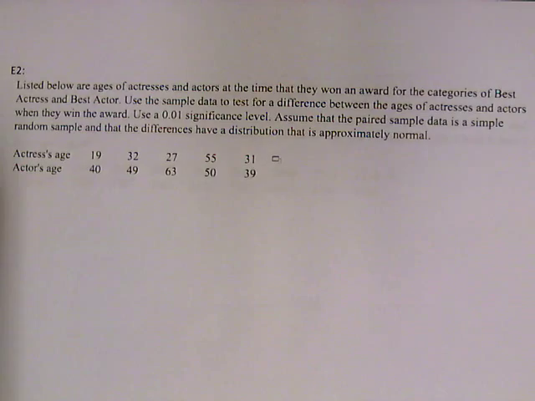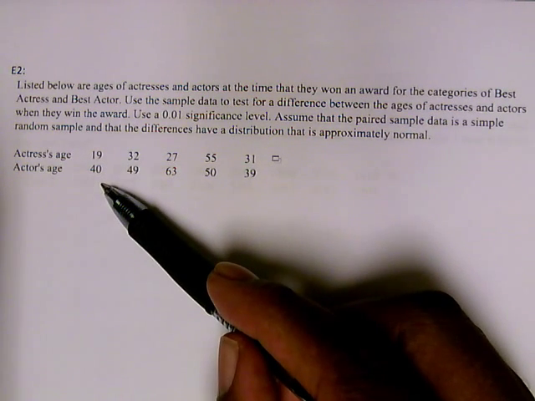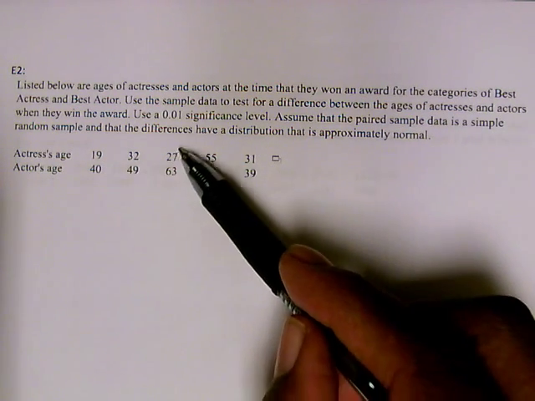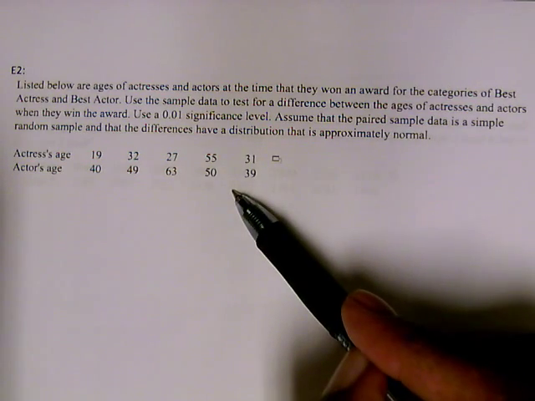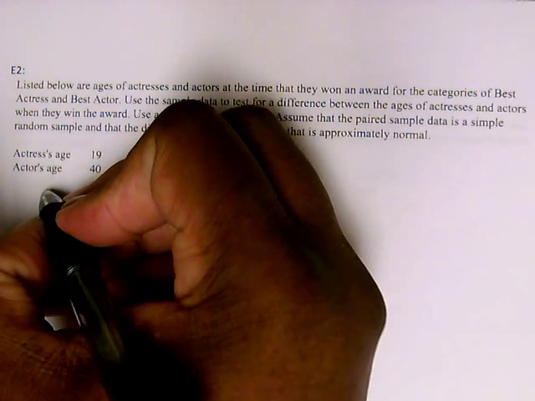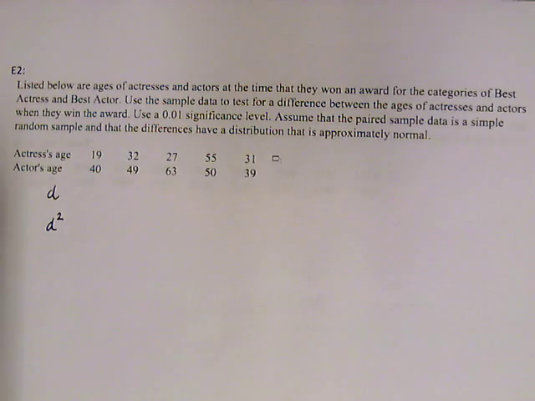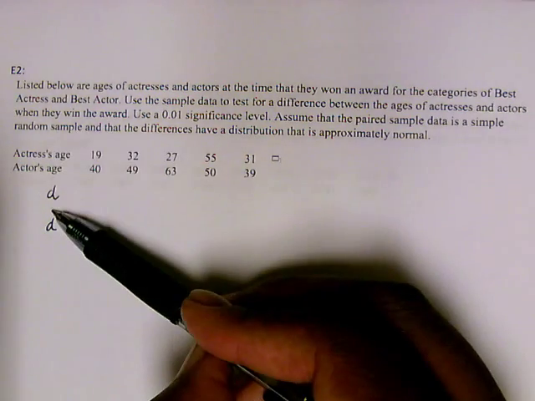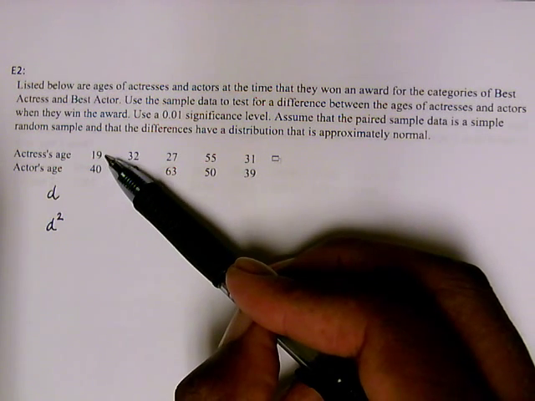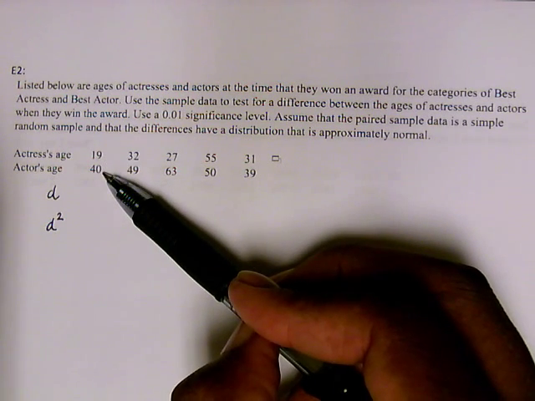Okay, so here we have our paired data for actresses' age and actors' age. We need to find what D is, the difference, and then we need to square those individual differences, because I need to find the mean of the individual differences for that sample and the standard deviation of the differences for that particular sample. So let's find out what D is. Subtract the first minus the second.